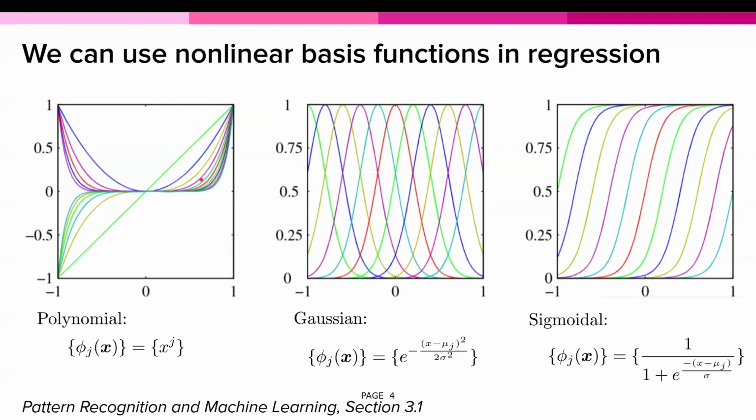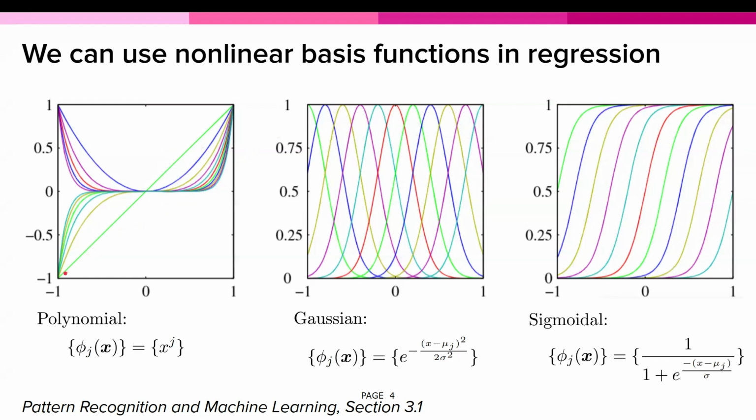So on the slide here, I've got different types of nonlinear basis functions that we can use to extend these linear models to make them capable of capturing more complex patterns in the regression tasks. So just like we did with classification, where we use nonlinear transformations to create more expressive decision boundaries, we can apply the same principle to regression. So the first plot on the left shows examples of polynomial basis functions.